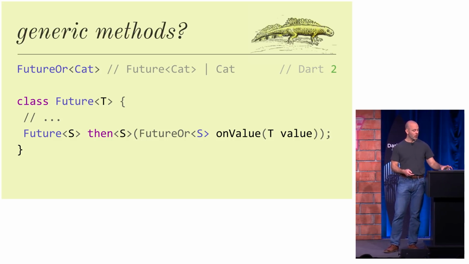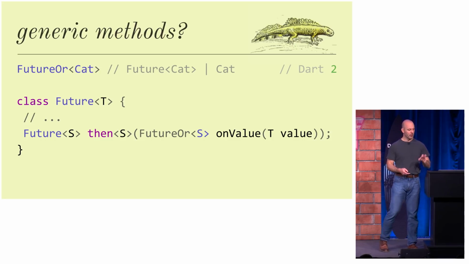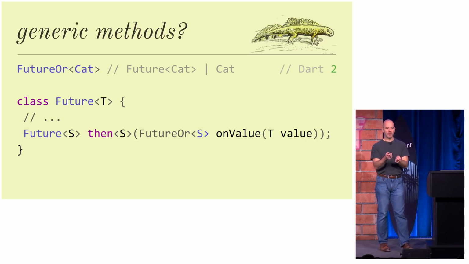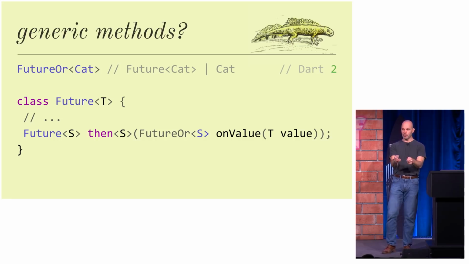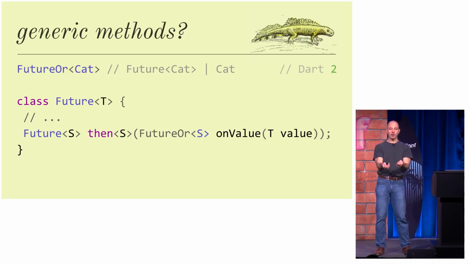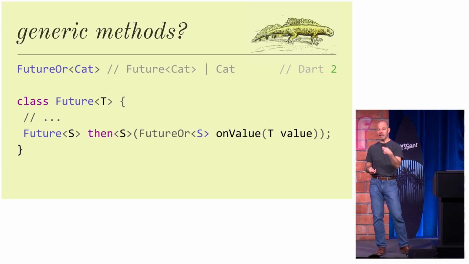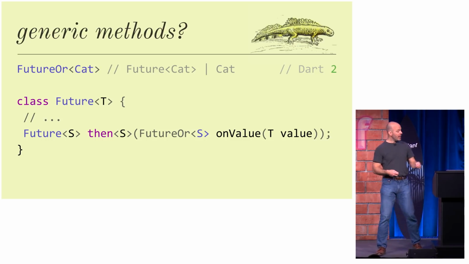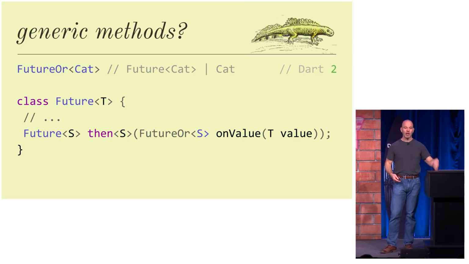So FutureOr is a new type in Dart, which has been added, which expresses this simple union type. So if you have a FutureOr of cat, that means either you have a cat or you have a future of cat. Dart allows you to check, am I a future or am I a cat? So you can tell at runtime, so the API inside of it can figure it out, and you can write all of your APIs to consume either one to be convenient for your developers.